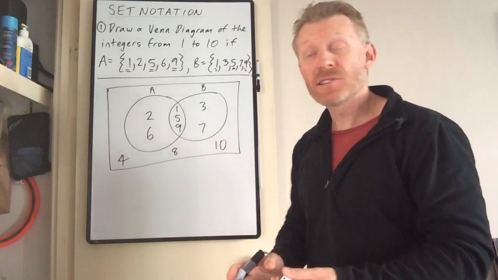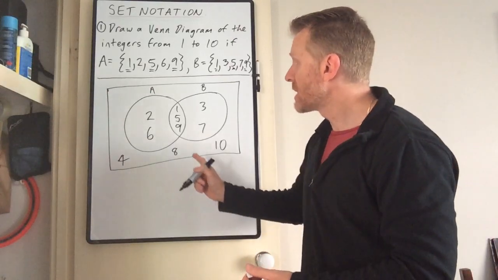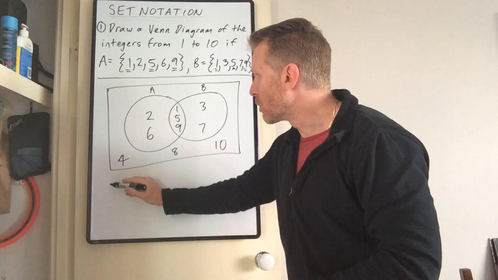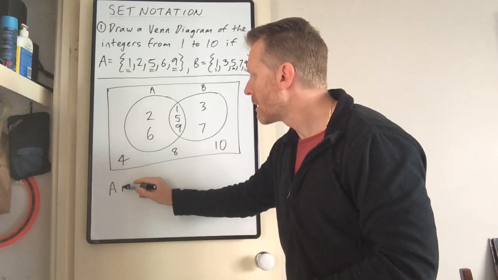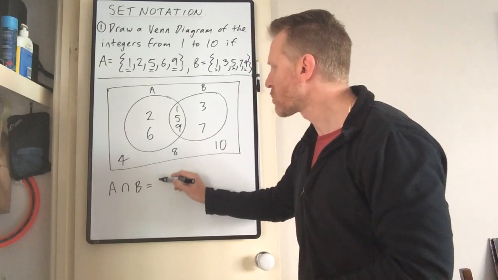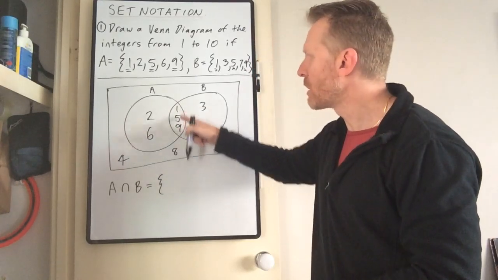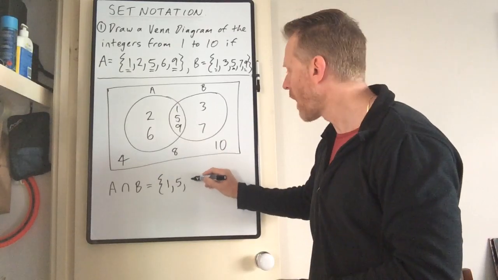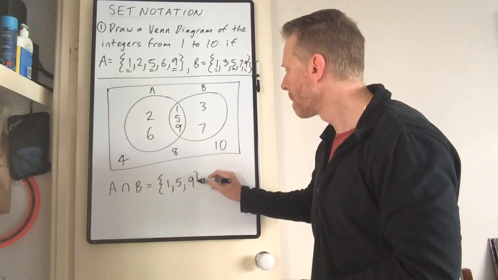Now, a couple of last things to notice is, if I was going to talk about this symbol here, A intersection B, well, that's just talking about the set of numbers that ended up in the intersection. So that would be 1, so it's like a new set, 1, 5, 9.